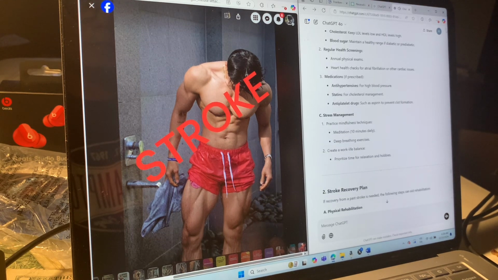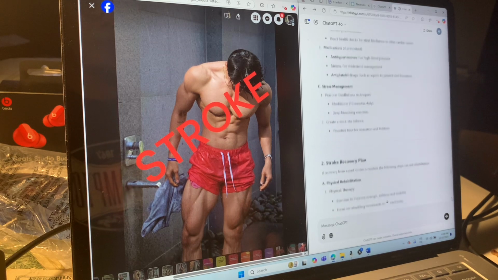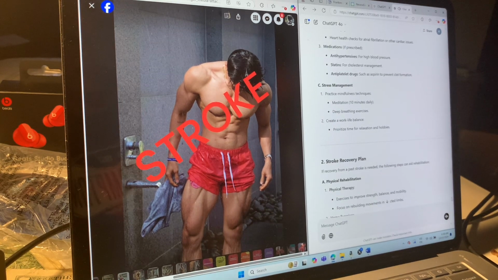C. Stress management. 1. Practice mindfulness techniques: meditation, 10 minutes daily, deep breathing exercises. 2. Create a work-life balance. Prioritize time for relaxation and hobbies. 2. Stroke recovery plan. If recovery from a past stroke is needed, the following steps can aid rehabilitation.